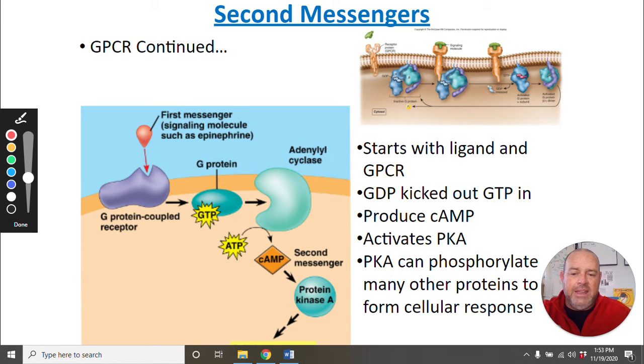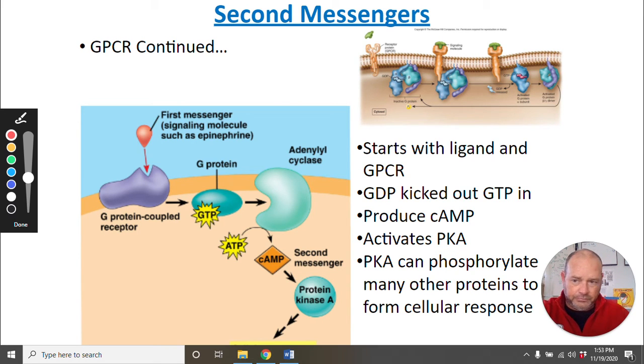But now ATP gets converted into cyclic AMP. Remember, by this enzyme, that's what's doing it. That's what's making this conversion. And then the second messenger, which is cAMP, cyclic AMP, is going to activate what we call protein kinase A, or just PKA for short. Protein kinase A, or PKA.